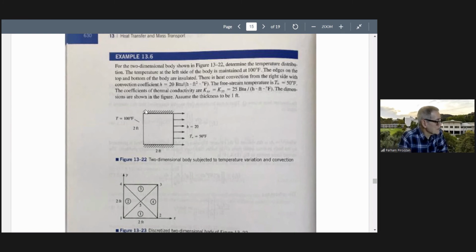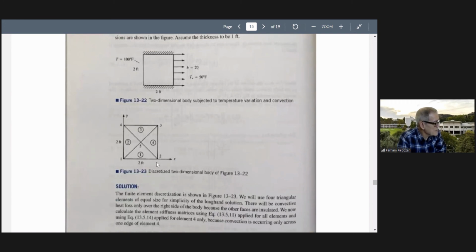And again, here it is 100 degrees Fahrenheit. We are fixing it here, and here we have convection taking place. And we know k is given, kx and ky, it is 25. So the same conduction heat transfer coefficient is the same in the x direction and in the y direction. So to do this one, node 1, 2, 3, 4, and 5 here. So we discretize it into 4 elements.